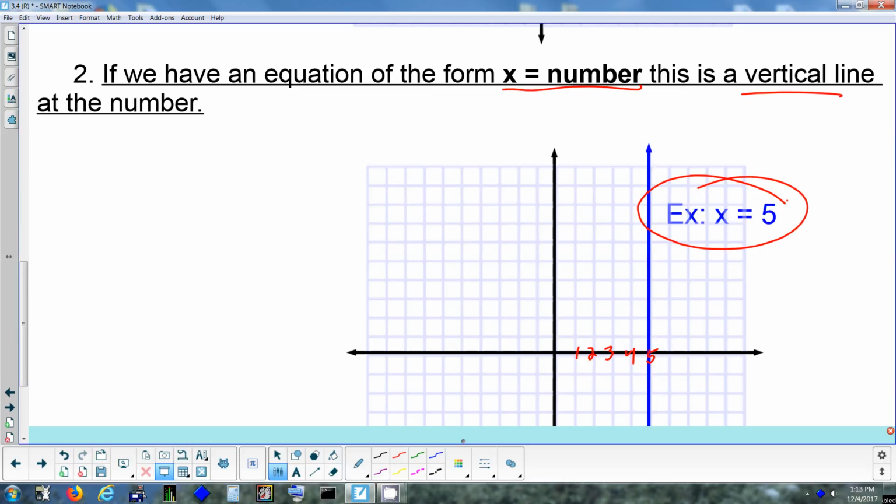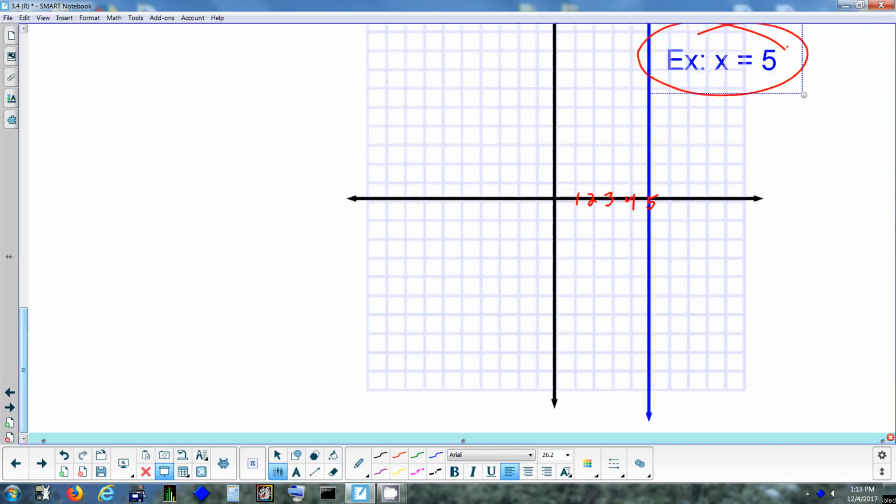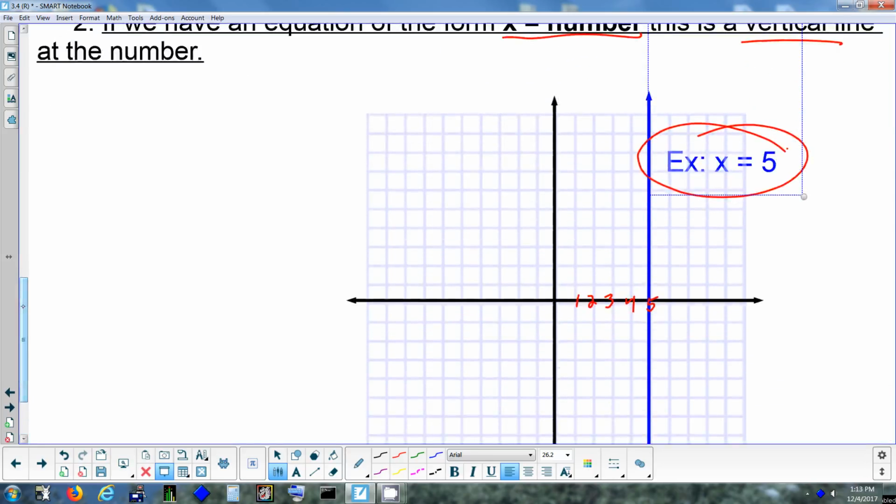So I graph 5 on the x-axis, and I draw my line opposite of the axis. I don't want to have it going horizontally. I won't see it. It'll be right on the x-axis. I don't want that. So another way you can think of it is graph this number on this axis and draw your line opposite of the axis. That's another way to think of it, if you can't remember what a vertical line is and a horizontal line.